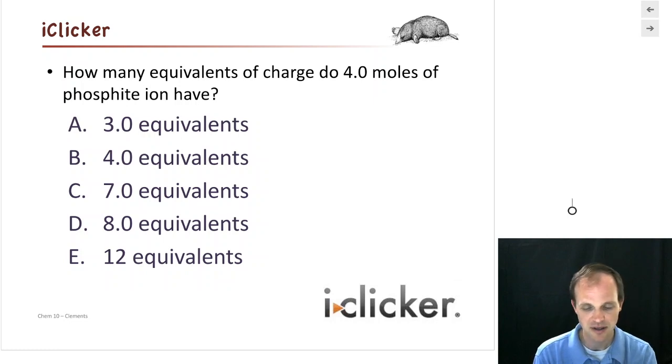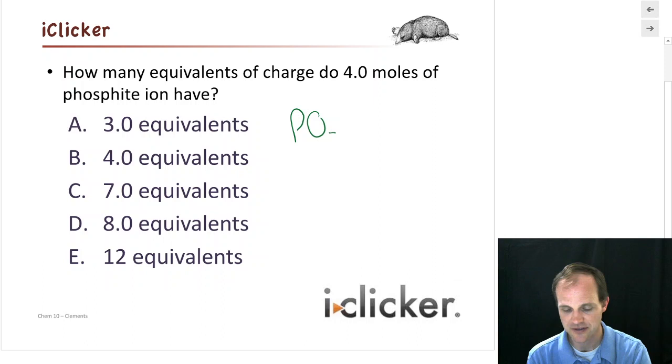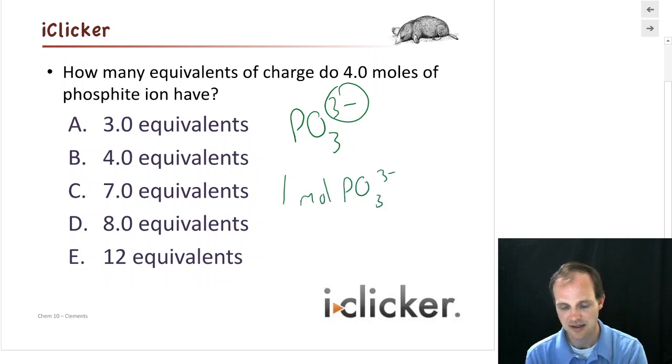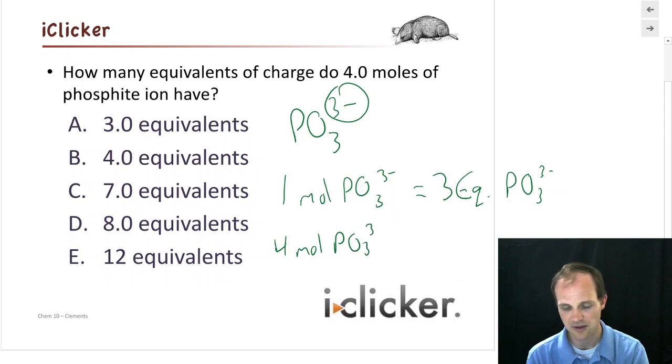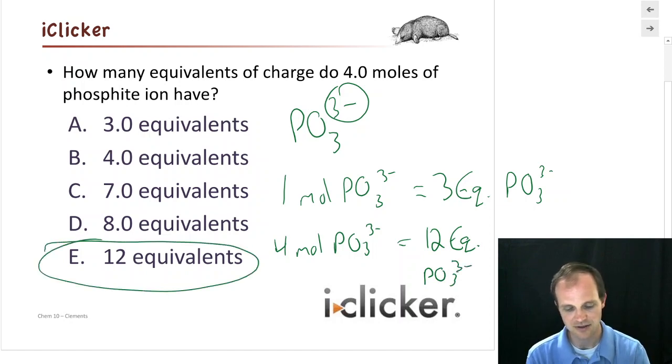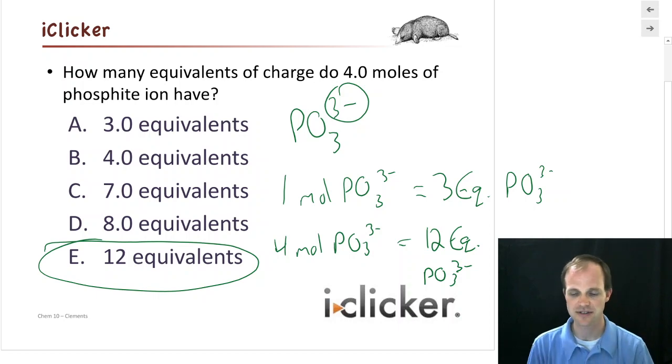All right, what'd you come up with? Well, phosphite, first you have to know what is phosphite, PO3 minus. So we know that it's got a -3 charge, which means that 1 mole of phosphite is 3 equivalents of phosphite. But we don't have 1 mole, we've got 4 moles. So for 4 moles, what did I have to do? I had to multiply by 4. I multiply by 4 on the right, and I get 12 equivalents of phosphite. And so down here the answer was E, 12 equivalents of phosphite in 4.0 moles of phosphite.